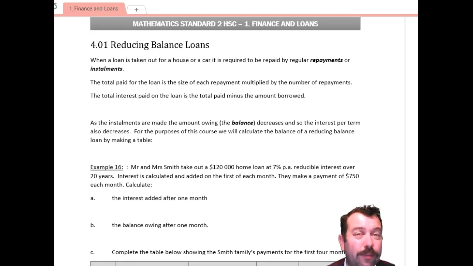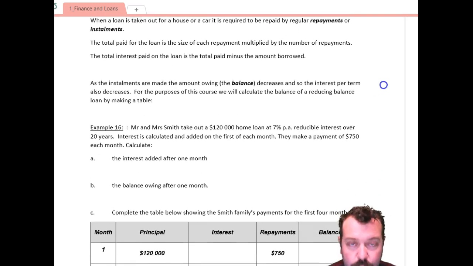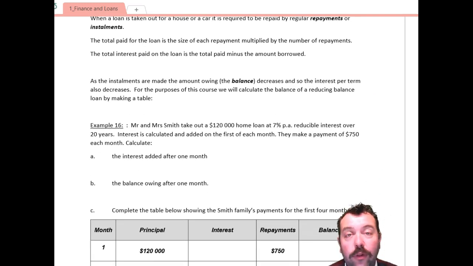The disadvantage of this process is it's not very practical if I'm looking at what happens 240 installments down the track or something like that. If I'm making a repayment every month for 20 years, that's 240 rows of my table. I wouldn't want to do that. But if we're just looking at the first few months, and typically we will in these questions, this table method works just fine. Pause if you need and read through that question carefully.